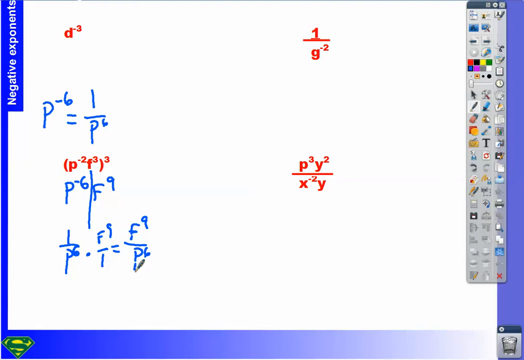The same thing's going to apply when you have variables in the numerator and the denominator. It's not scary, I promise. All you got to do is break it apart. So let's say we have this b. P to the third over 1.